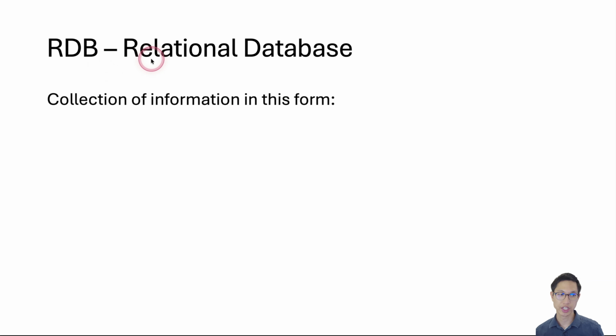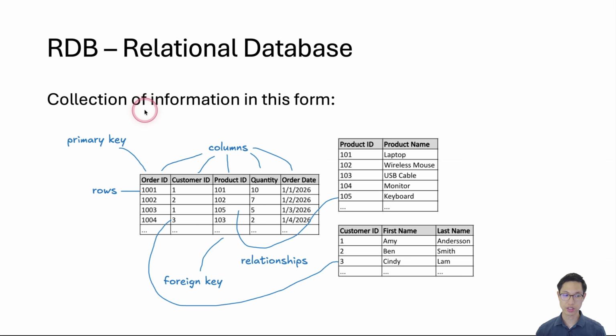An RDB, a relational database, is a collection of information in this form. You can take a look at this. We have three tables. The first table here is order data, and then you have a table here, product data, and you have customer data here, or customer table, product table, and order table.